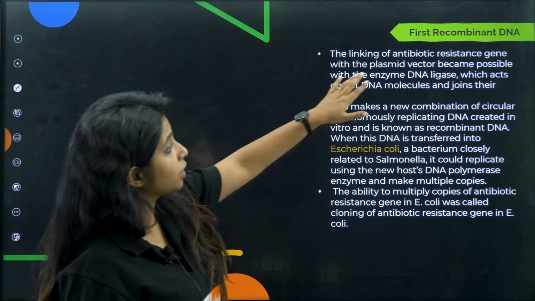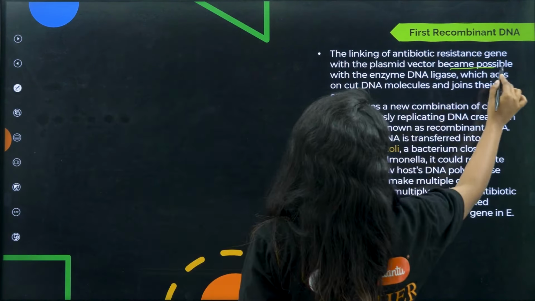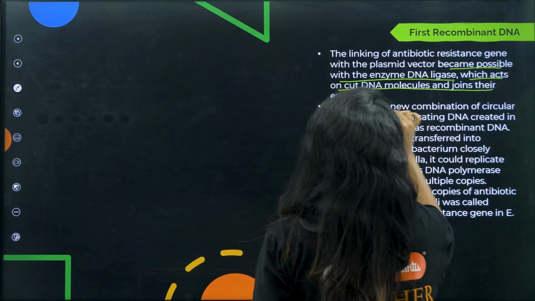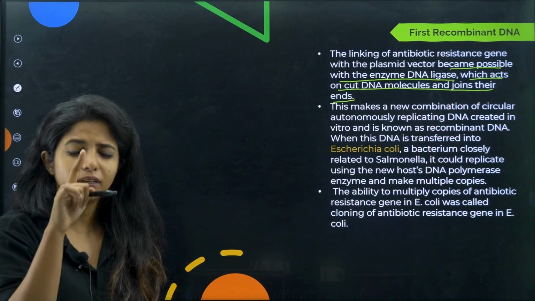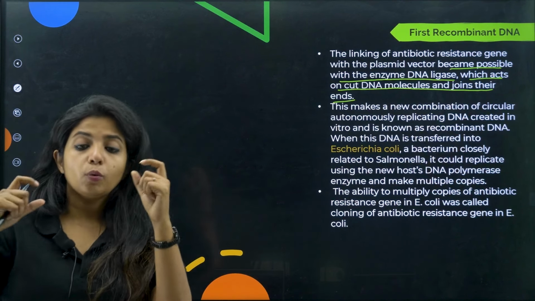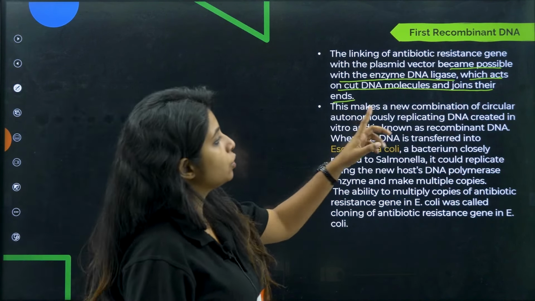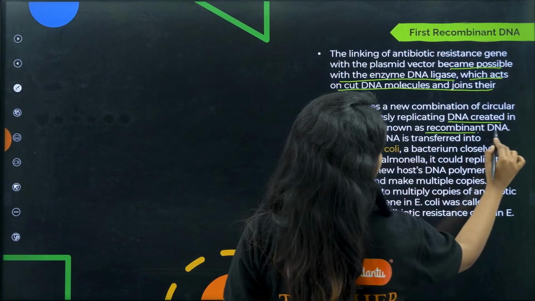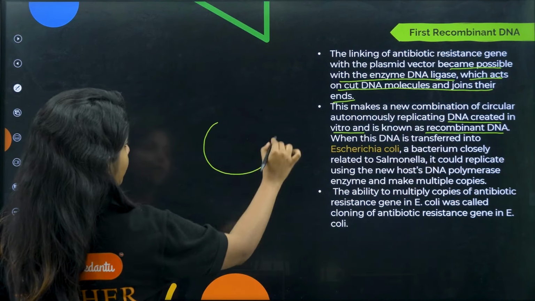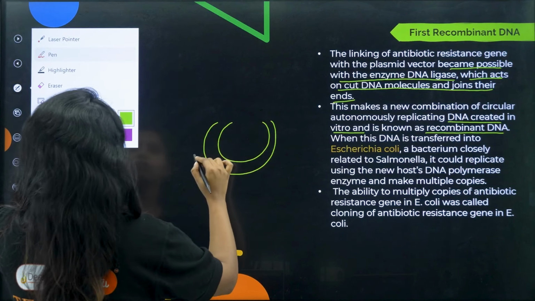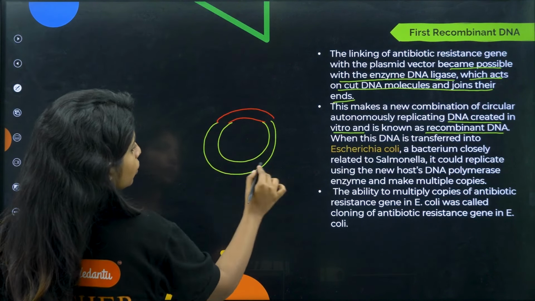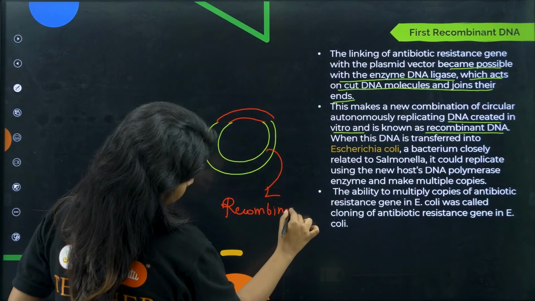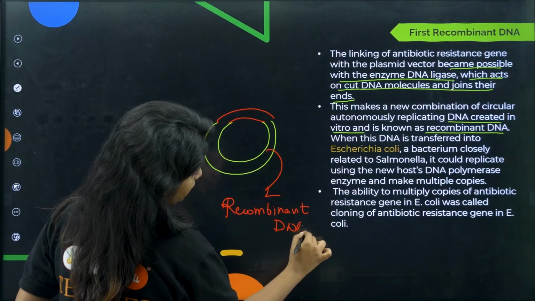So the linking of the antibiotic resistant gene with the plasmid vector became possible with the enzyme DNA ligase, which acts on the cut DNA molecules and joins their ends. I told you, if there is a plasmid and a foreign DNA, if I want to join, what do I need? DNA ligase. This makes a new combination of circular autonomously replicating DNA created in vitro and is known as recombinant DNA. Now this one, where you have the plasmid DNA and you have your gene of interest over here, what do you call this whole set as? You call this recombinant DNA, my dear children.